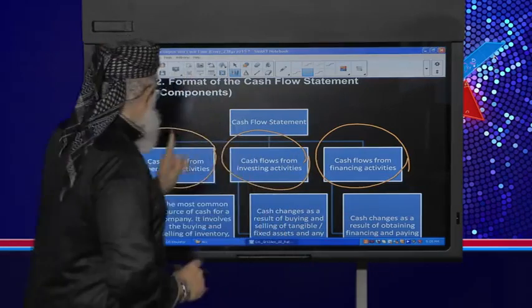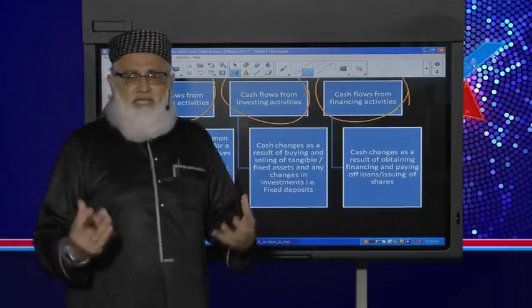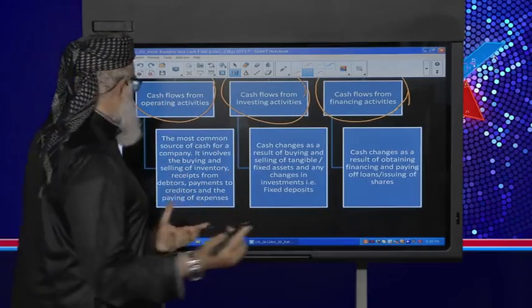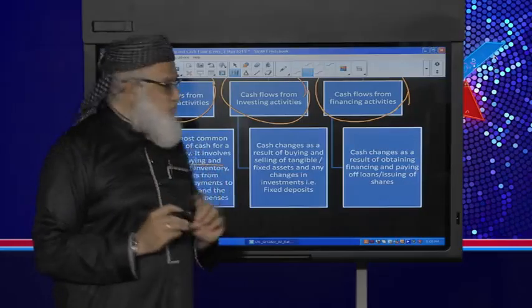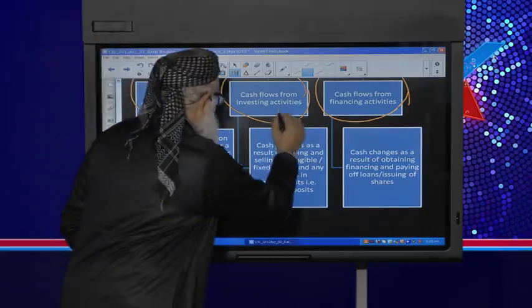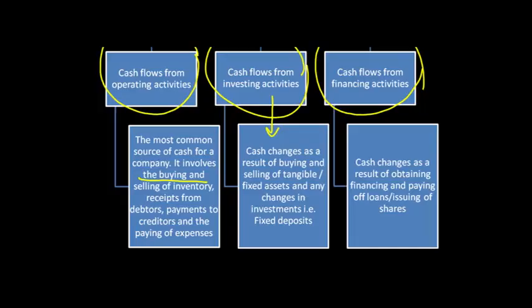So when I'm looking at my operating activities, what am I looking at? Primarily, what's the source of cash for any business? It involves the buying and selling of inventory, receipts from debtors, payments to creditors, payments of expenses, etc. So within the operating component of my cash flow, that is where my focus will be. When it comes to investing, what am I looking at? I'm looking at the cash changes. Remember, at all times, ask yourself, what's the impact on cash, on bank?